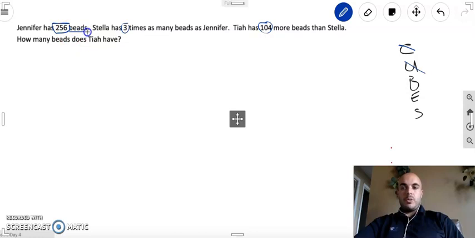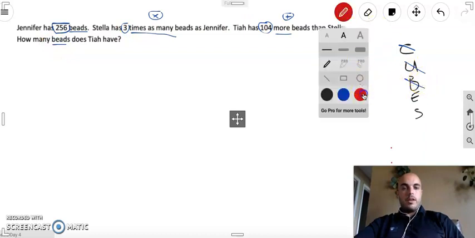So we have our measure, which is beads. Times as many tells me I'm multiplying. And more in this case means addition. More is also a clue word for multiplication, but more often than not, excuse the pun, it's for addition. And we're of course looking for our measure of beads.